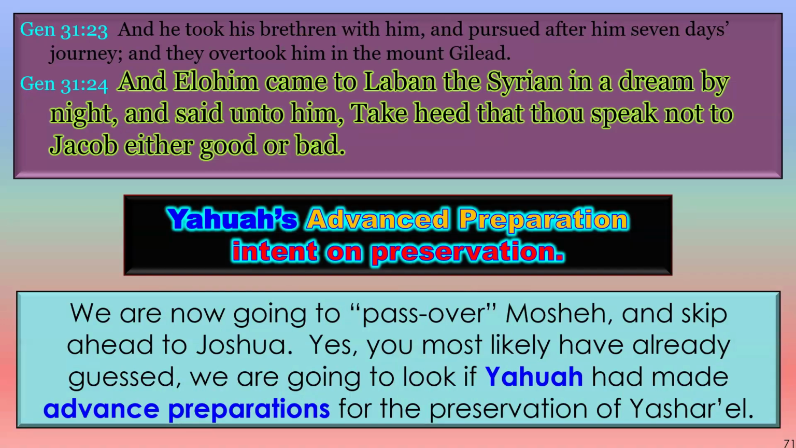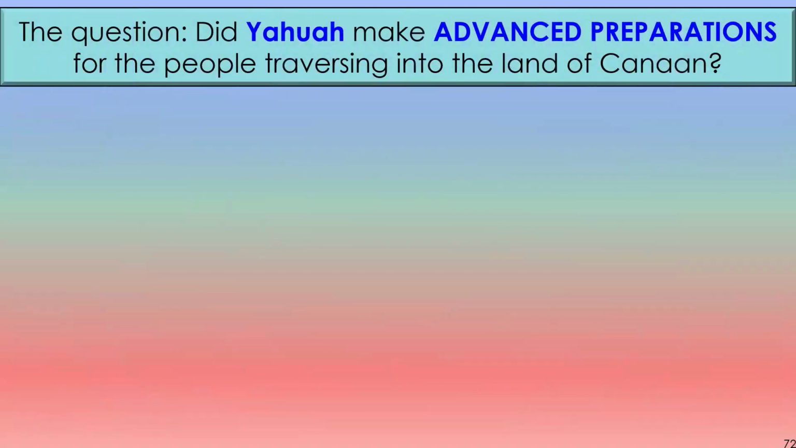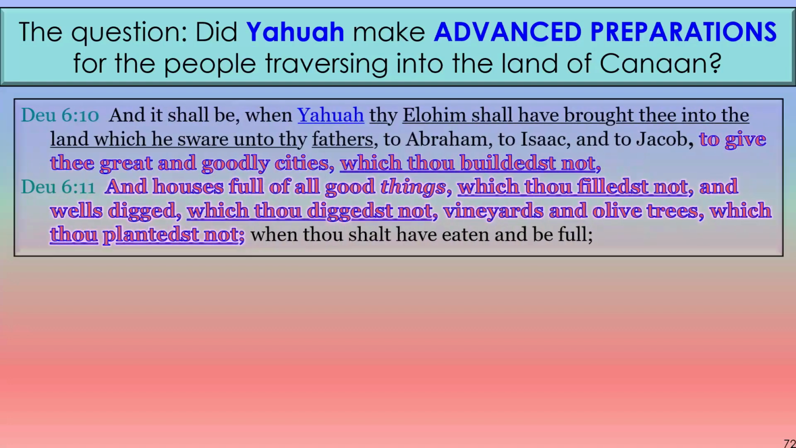We are now going to pass over Moshe and skip ahead to Joshua. Yes, you most likely have already guessed. We're going to look if Yahuwah had made advanced preparations for the preservation of Yasharal. The question is, did Yahuwah make advanced preparations for the people traversing into the land of Canaan?